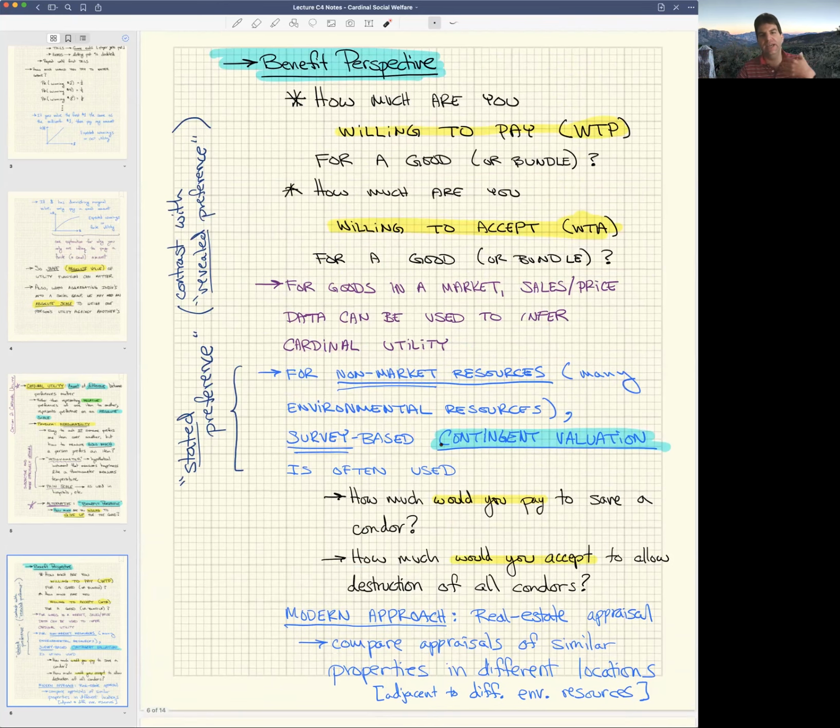So before we then scale that up to thinking about how we put groups of people together into cardinal social welfare, which is really the focus of what we want to move into, I want to make sure that we covered, are there any questions here about this idea of cardinal utility, how it differs from ordinal utility, and all of the different ways that we could potentially measure cardinal utility using survey and market-based methods?